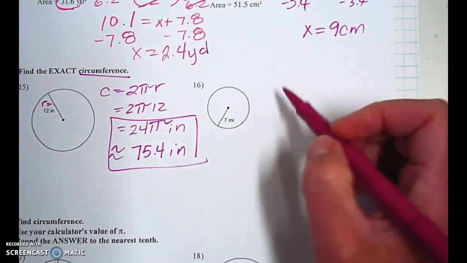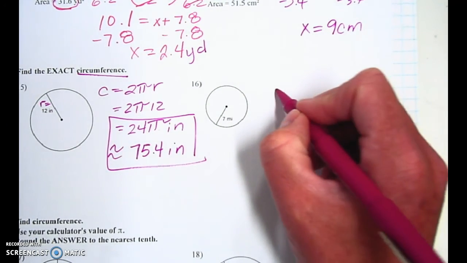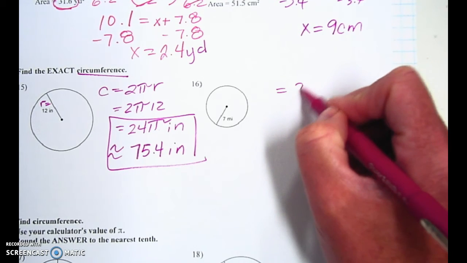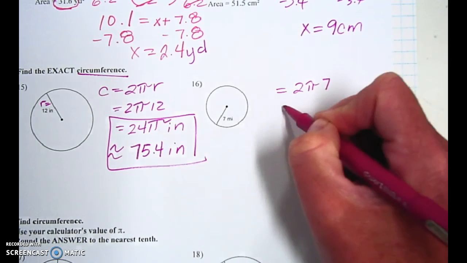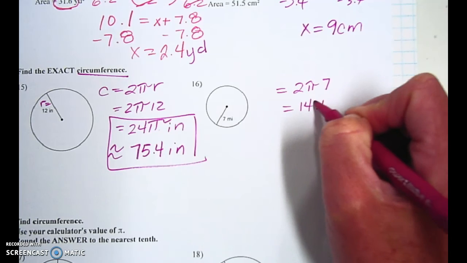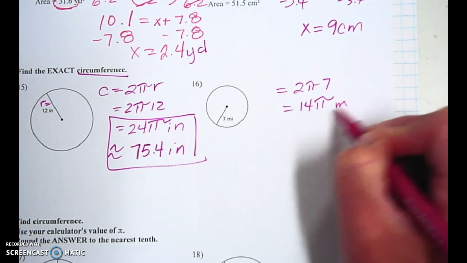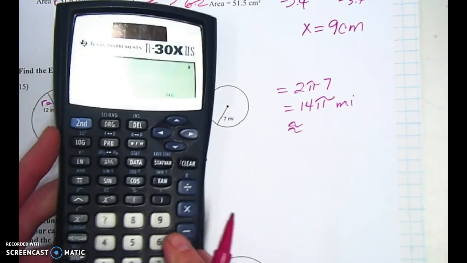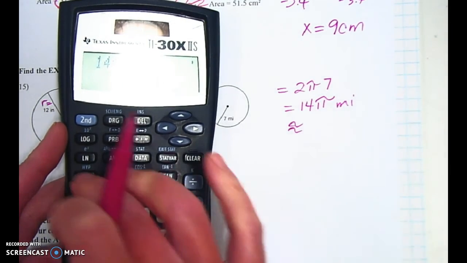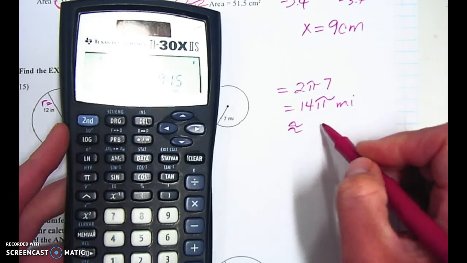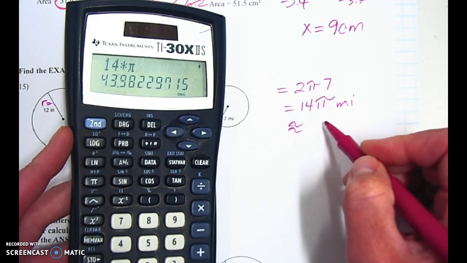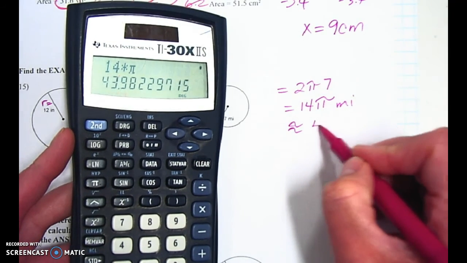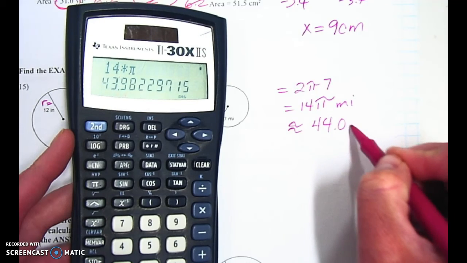Number 16, same formula. This time we're going to plug in a radius of 7. So we're going to have 2 pi times 7, which is 14 pi. And that one is in miles. And then we're simply going to type it in the calculator, which will get us an approximate answer. So I've got 43.9, which bumps it up. We'll go with 44.0, roughly.